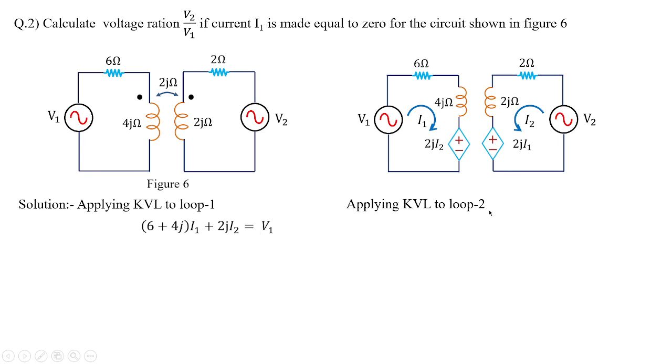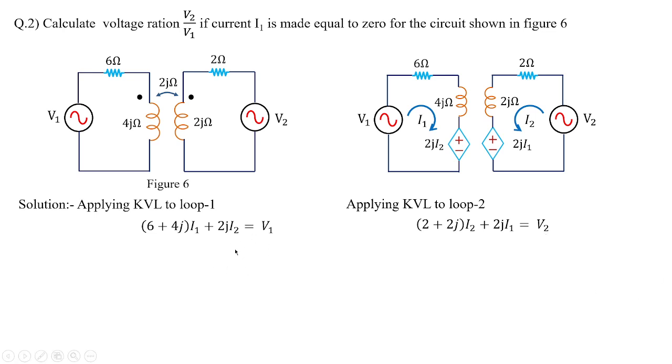And applying KVL to loop 2, without framing the equation, let us get this equation in terms of V2, that is (2 plus 2j) I2 plus 2j I1 equal to V2. I'm applying KVL in anti-clockwise direction. I'm going to get minus V2 plus (2 plus 2j) I2 plus 2j I1 equal to 0. In fact, (2 plus 2j) I2 plus 2j I1 equal to V2. I hope you understood how I framed this equation.